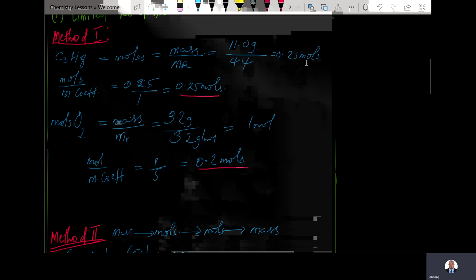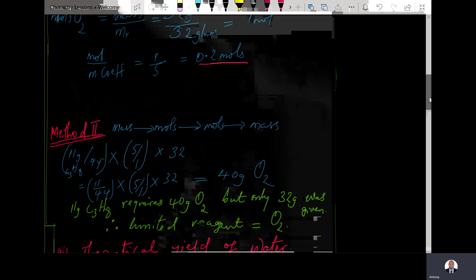Now, 0.25 moles of propane and 0.2 moles of oxygen. We know that 0.2 moles of oxygen is less than 0.25 moles of propane. Therefore, oxygen is the limiting reagent. That is how you can determine a limiting reagent using this method.